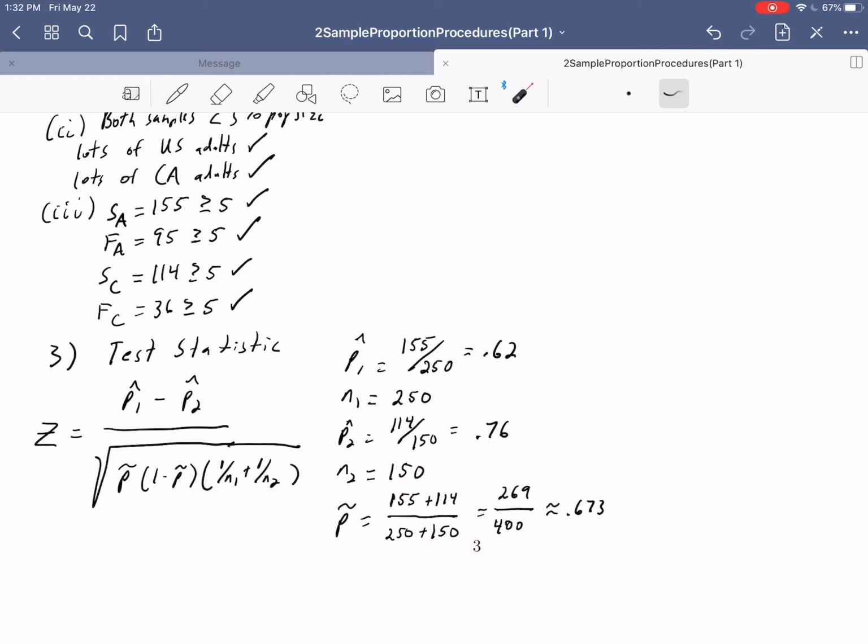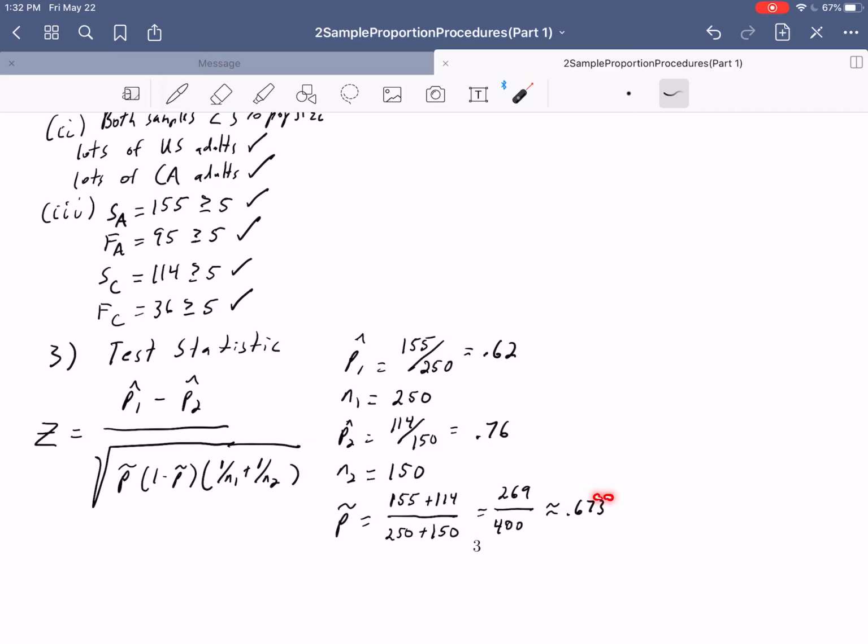Now, a couple things to mention in terms of what this calculation is really doing. What this is basically saying is let's combine our two samples together. Let's forget that we had 155 Americans and 114 Canadians that said it was an issue. Let's just think about that as 269 people said it was an issue. And let's forget that we had 250 US adults and 150 Canadian adults in total. Let's just think about that as 400 adults in total. And this tells us that basically 67.3% of people that we talked to thought that global warming was a serious issue.